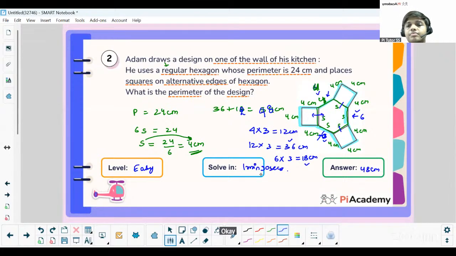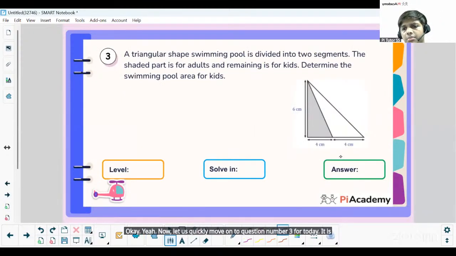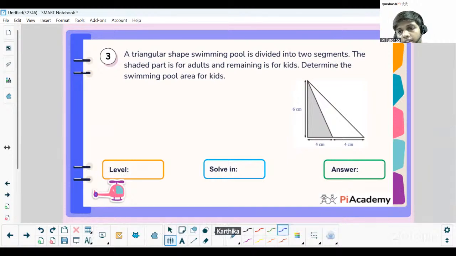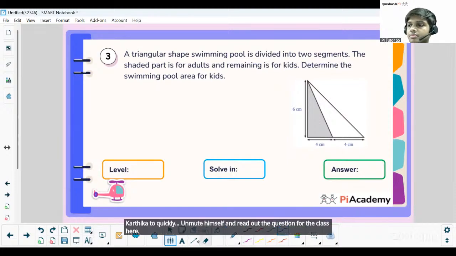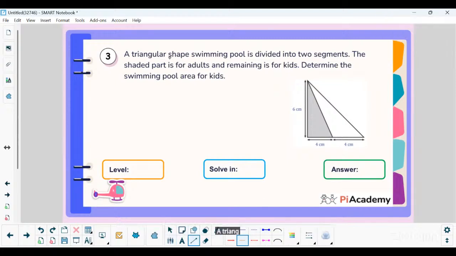Now let us quickly move on to question number 3 for the day. It is going to be an easy one, but for this one, I would like to call Karthikya to quickly unmute himself and read out the question for the class. A triangular shaped swimming pool is divided into 2 segments. The shaded part is for adults and the remaining is for kids. Determine the swimming pool area for kids.